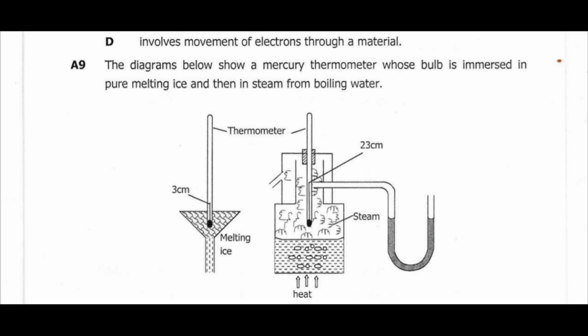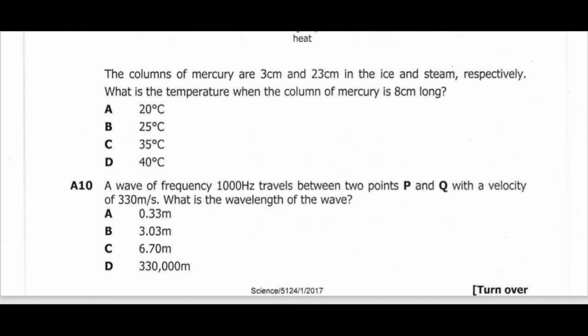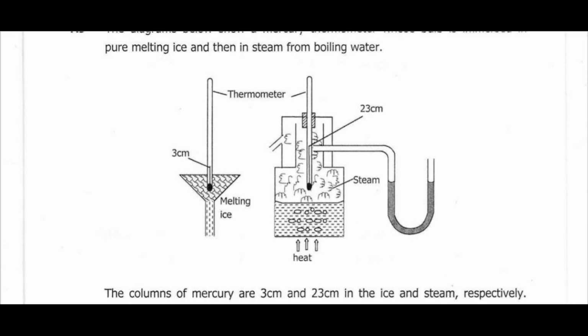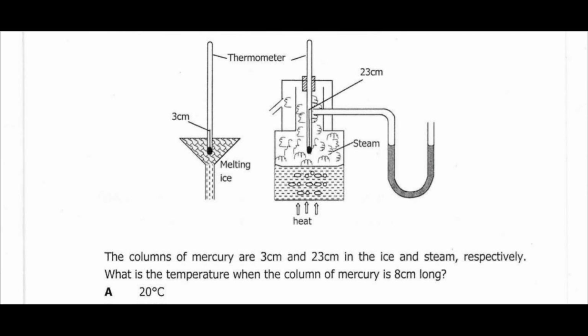Question 9. The diagram below shows a mercury thermometer whose bulb is immersed in pure melting ice and then in steam from boiling water. So let's look at what we have here. When the thermometer was placed in melting ice, the length was 3 centimeters. Then the same thermometer was placed in steam, and we can see that we have 23 centimeters. Then the columns of mercury are 3 centimeters and 23 centimeters in the ice and steam respectively.